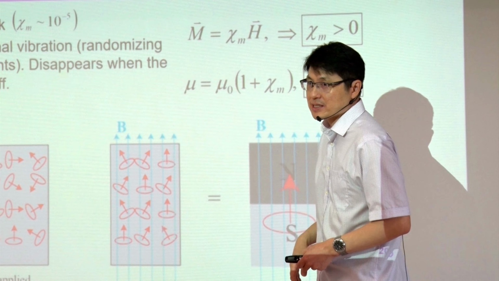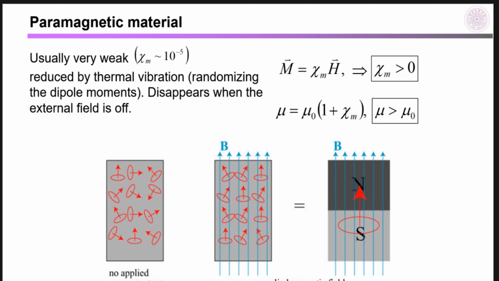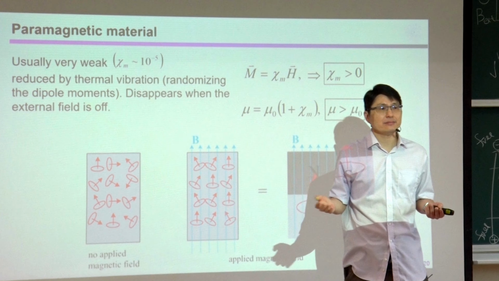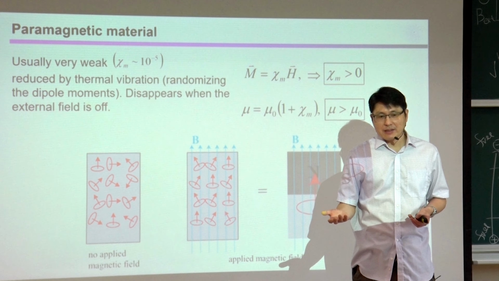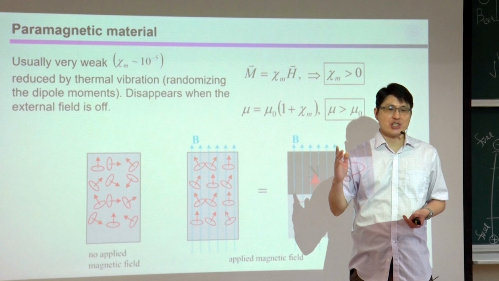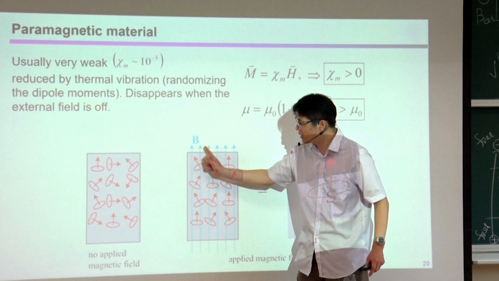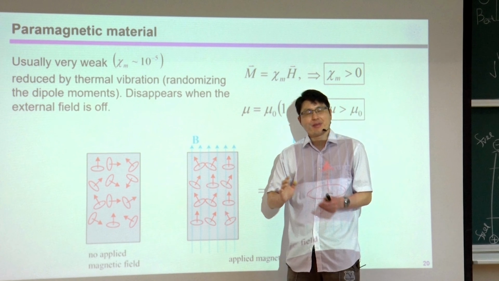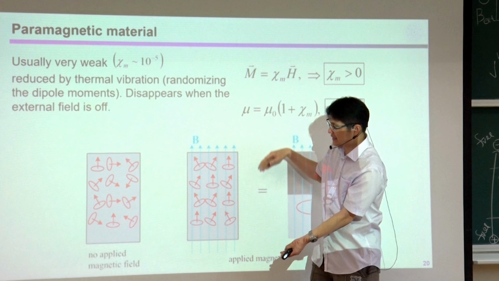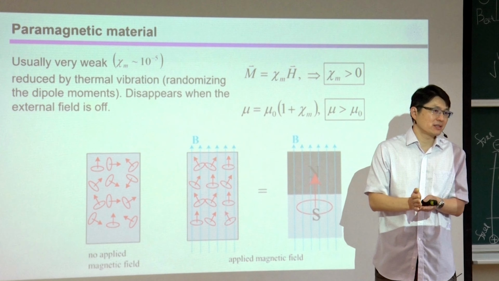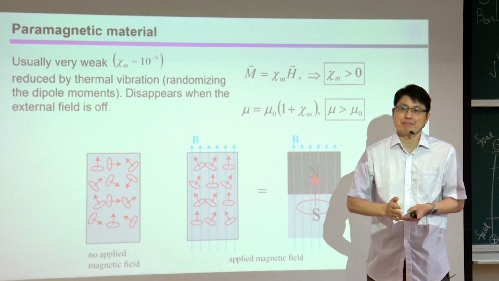Paramags, in contrast, are giving you positive chi-m. It's indeed positive, but very weak. How weak? 10 to the minus 5. So it's basically not there. Okay? So paramags, 顺磁, they generate induced magnetic dipole moments pretty much in the direction of your externally applied field, but they're very weak. So overall, as a sum, it's there, but you don't really feel it. 10 to the minus 5 is really not big. Okay?